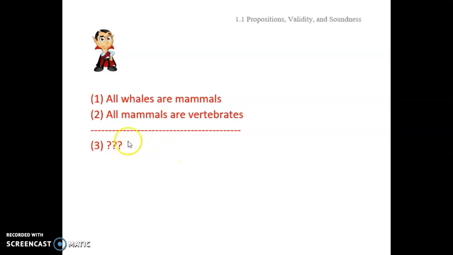Okay, hopefully you've had a second to pause and think about it, and if you're not getting it, don't worry about it. By the end of the course, you're going to be solving these things really, really quickly. But what follows from 1 and 2 is that all whales are vertebrates. And that's just supposed to be operating at the intuitive level because we haven't developed any formal techniques or methods for determining when a conclusion follows from premises or not. But hopefully you have the strong intuition that this is so. Let me try to develop that intuition a little bit in case you don't have it.